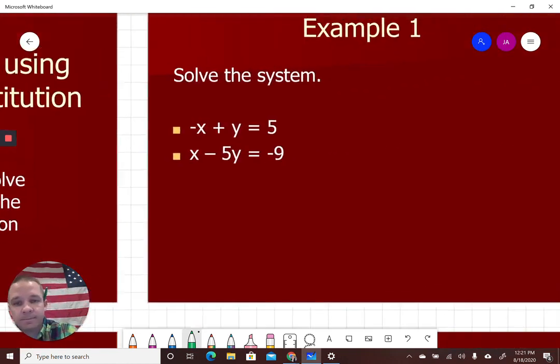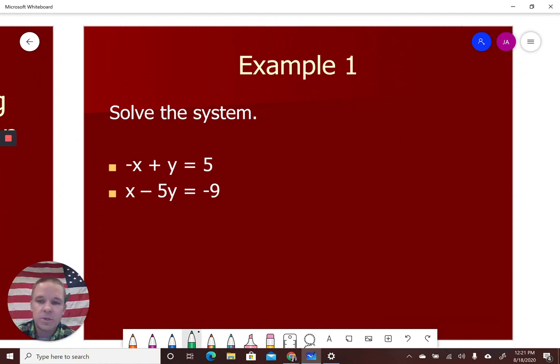All right. So this first one here, let's dust the cobwebs off. We have negative x plus y equals 5 and x minus 5y equals negative 9. Now, I'm going to use elimination on this one because it's set up very nicely to do so. Now, with elimination, we're trying to eliminate one of the variables. So I'm going to take the negative x and the x. If you add those together, boom, gone.